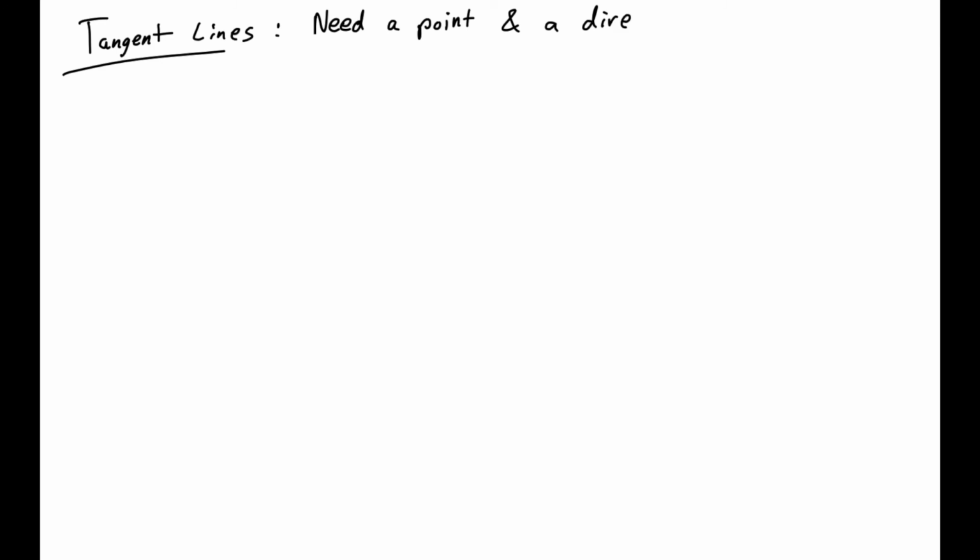All right, the last thing I want to talk about is tangent lines. Same stuff, different course. Basically, you're going to need a point, the point of tangency, and a direction vector. And the direction vector here, it's going to be easiest to use r prime. That's it.